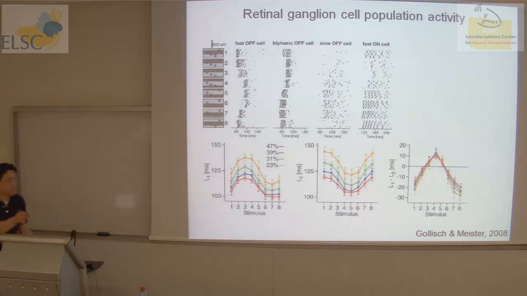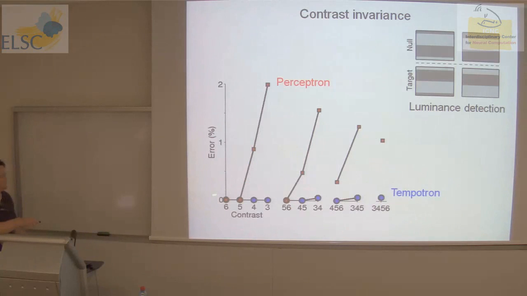And this can be utilized obviously by readouts like the tempertron, which only rely on relative latencies. And you see here, for even different contrasts or mixtures of contrast, the tempertron is fairly invariant in its performance, whereas the perceptron, although the absolute error is still small, feels these changes dramatically. The tempertron, you could even train it. It's not shown here, but you can train it for one level of contrast, and then the performance will be almost as good on some other contrast levels. This can generalize very nicely.